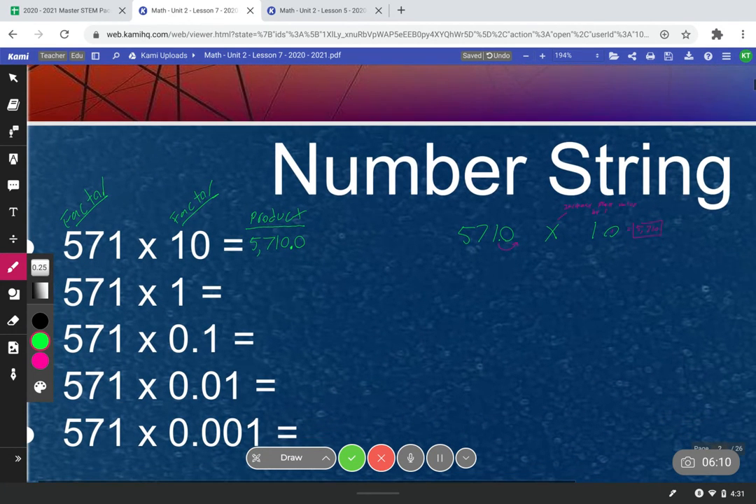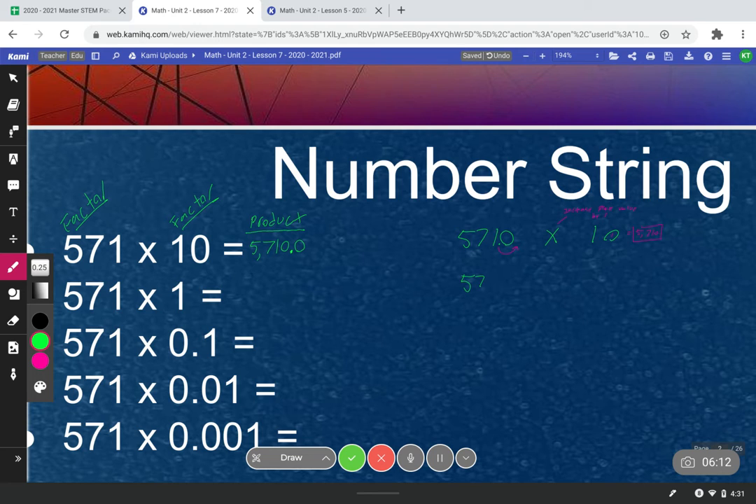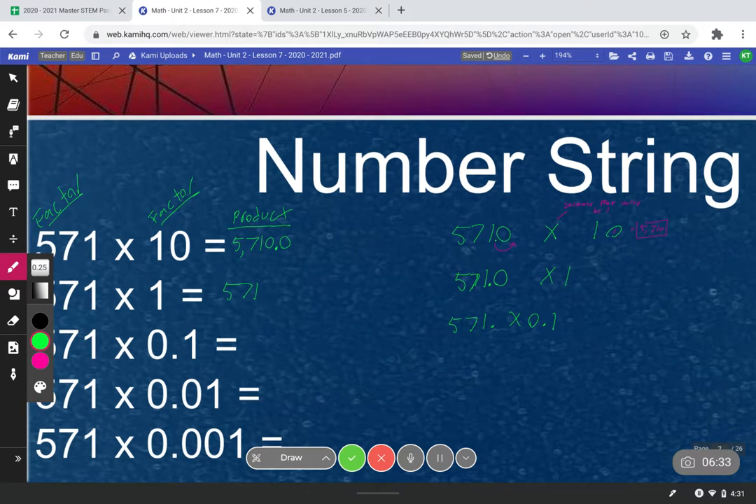Now we're going to do 571 multiplied by 1. Y'all, I'm not going to waste your time with that. You know that. Anything multiplied by 1 is itself. We're going to move on to 571 multiplied by 1/10.